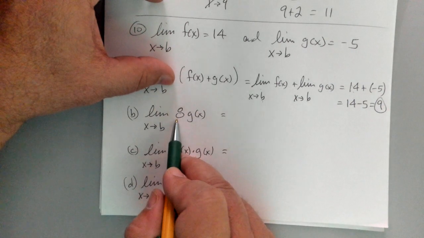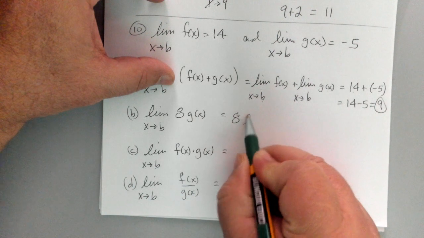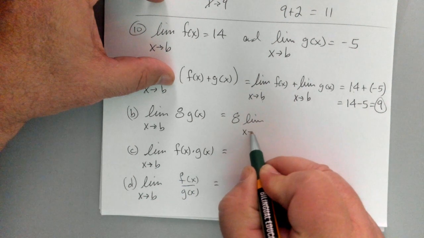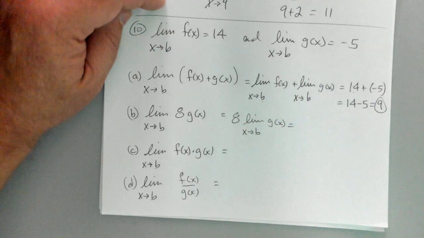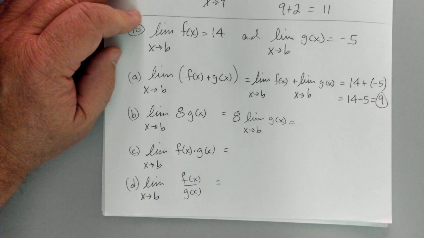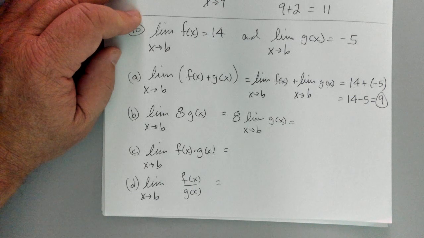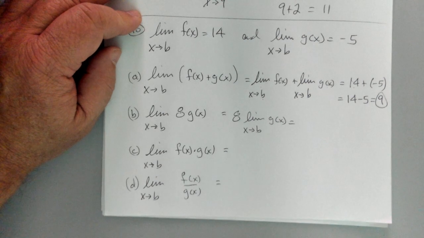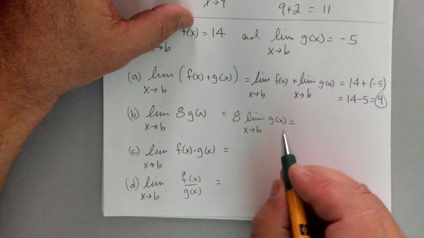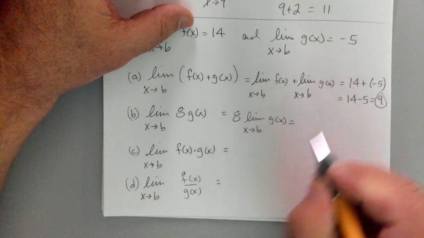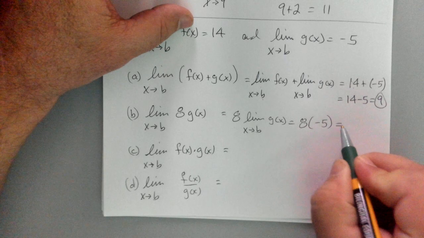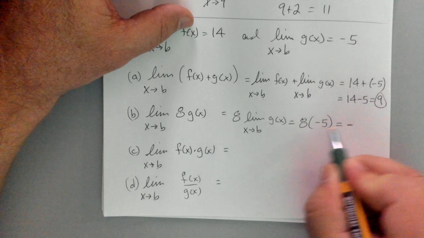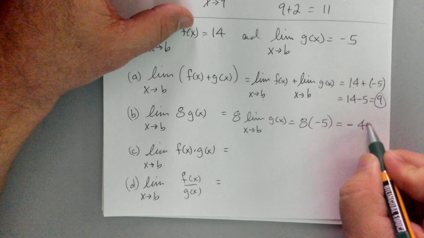It's a constant. We can take the constant out in front. Again, use the properties of limits. So the limit of g of x as x approaches b is negative 5. Positive times negative is negative. 8 times 5 is 40.